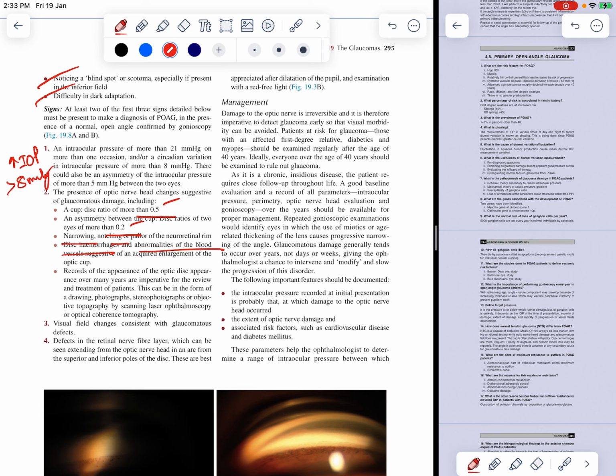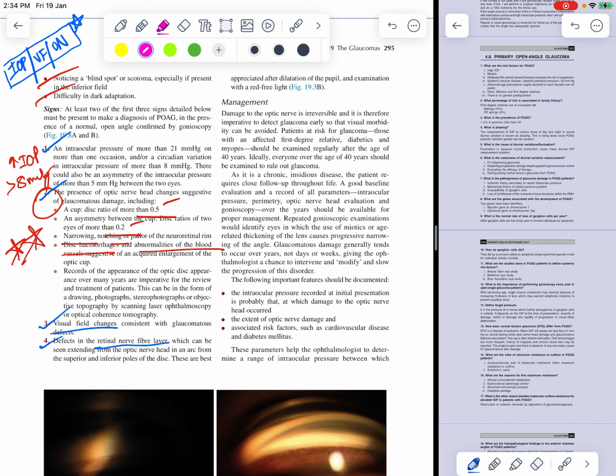This is very important part. You must know it. Visual field changes. Glaucoma is based on only three things. My dear students, IOP, visual field, optic nerve head changes. So whatever you do should be based on this thing only. Visual field changes, we have done. IOP we have done. We have done the optic nerve head changes. Now coming to RNFL changes, retinal nerve fiber layer changes, which can be seen extending from optic nerve head in the form of arc in a superior and inferior poles of disc. These are best appreciated after dilated fundoscopy.